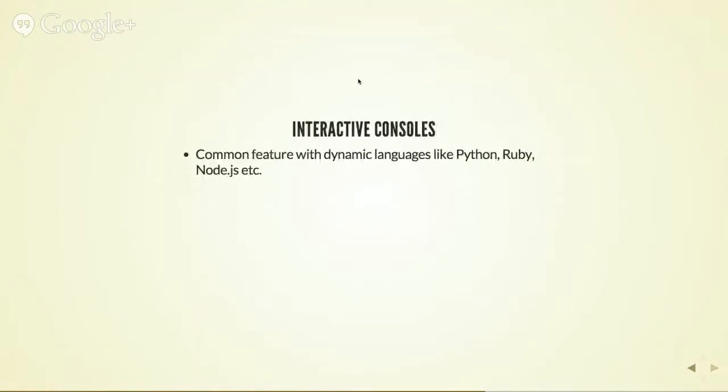Then we move on to interactive consoles. This is a common feature with dynamic languages like Python, Ruby, Node.js, Perl, that sort of thing. Dynamic languages are languages where you're not actually compiling them. There isn't a step where you have to process the code to turn it into machine language. They're just compiled as they run. So the computer can run the code as you type it, making interactive consoles more easily made.